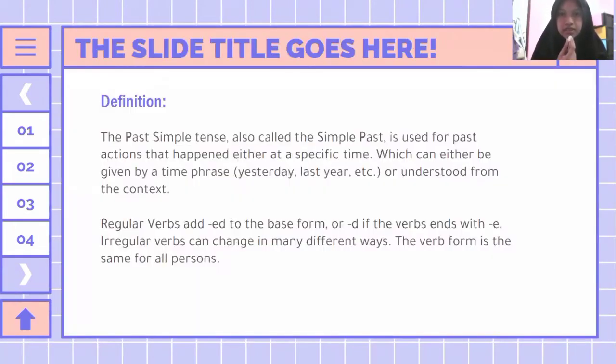First, definition. The past simple tense, also called the simple past, is used for a past action that happened at a specific time, which can either be given by a time phrase, like yesterday, last year, etc., or understood from the context. Regular verbs add -ed to the base form, or -d if the verb ends with e. Irregular verbs can change in many different ways. The form is the same for all persons.